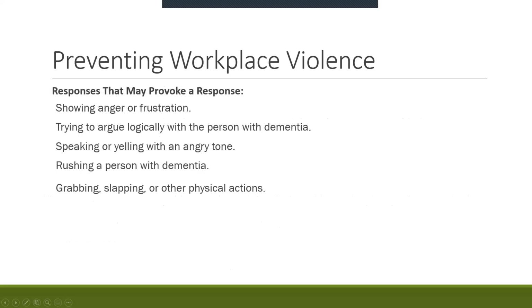These are some responses that may provoke a response: showing anger or frustration, trying to argue logically with a person with dementia, speaking or yelling with an angry tone, rushing a person with dementia, and grabbing, slapping, or other physical actions.